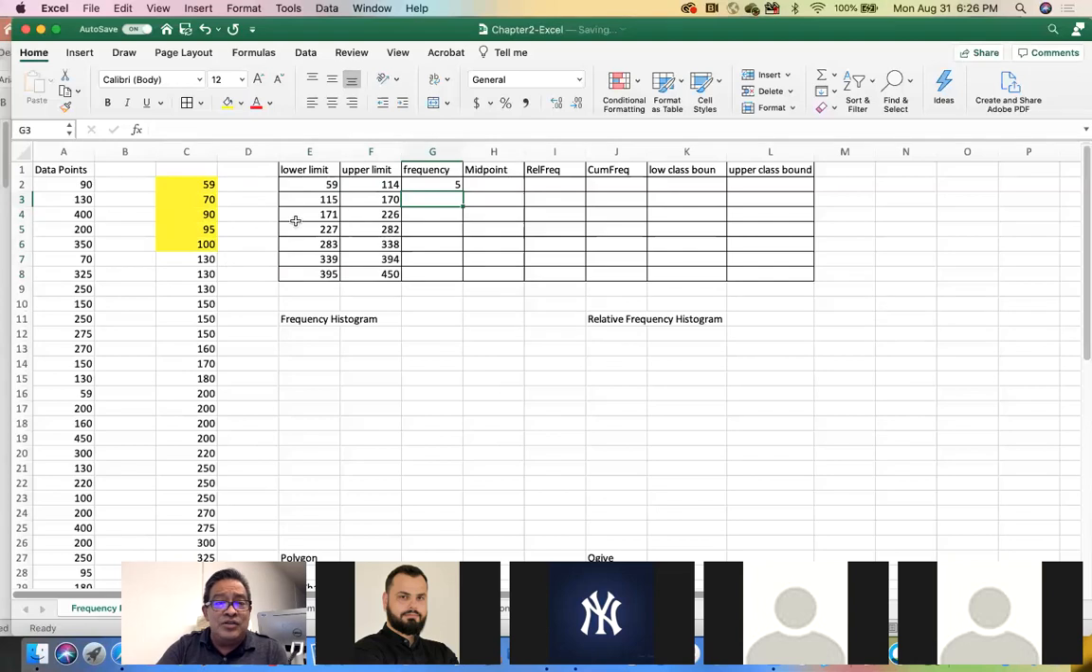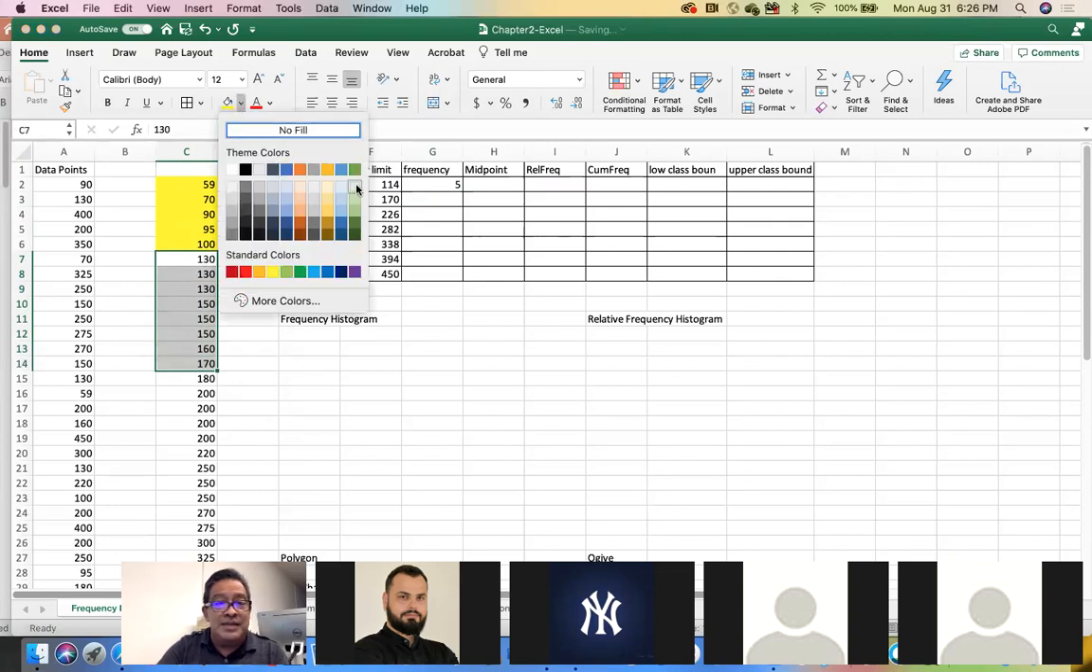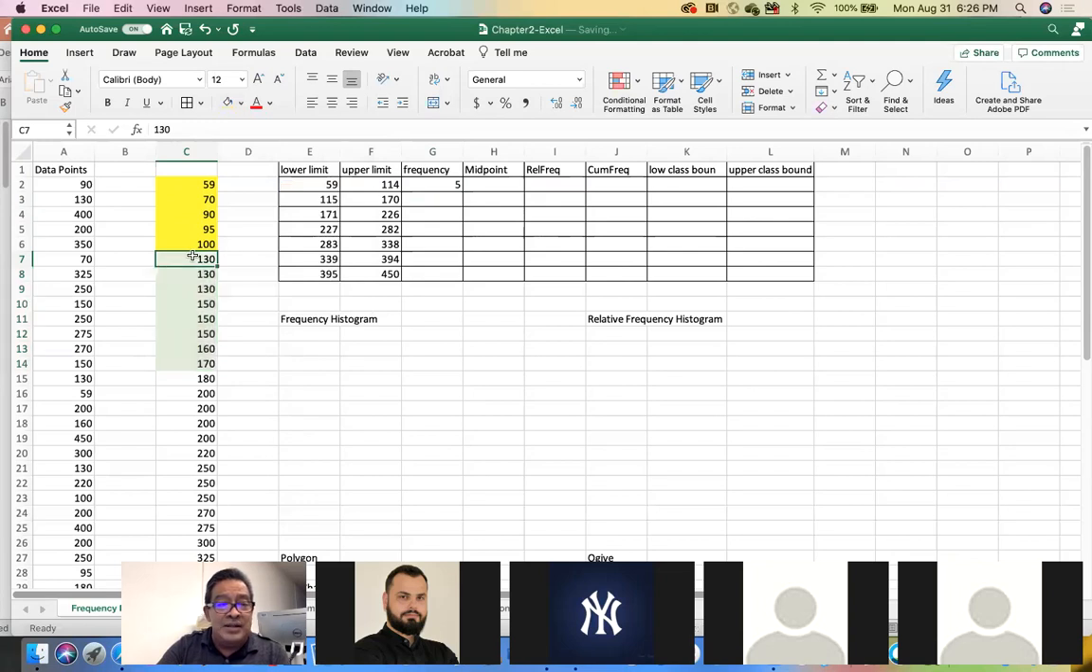For the second class, between 115 and 170, I have 1, 2, 3, 4, 5, 6, 7, and 170. I'm going to put another color, something very light. So I have 8. Once again, we can do this with another Excel function. It's a little bit more complicated, and I don't want to complicate this.